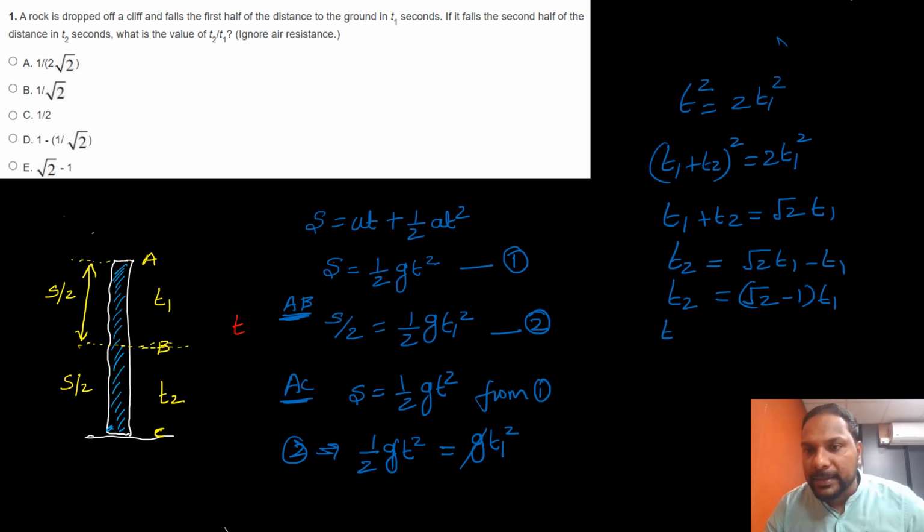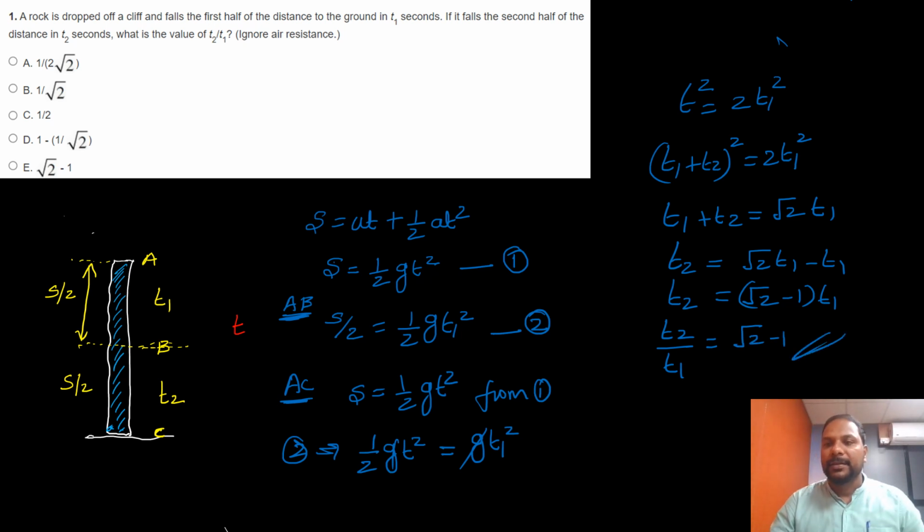So t2 is equal to root 2 minus 1 of t1, that is, t2 by t1 should be equal to root 2 minus 1. Okay, is it clear? So here my option is option E. Is it okay?